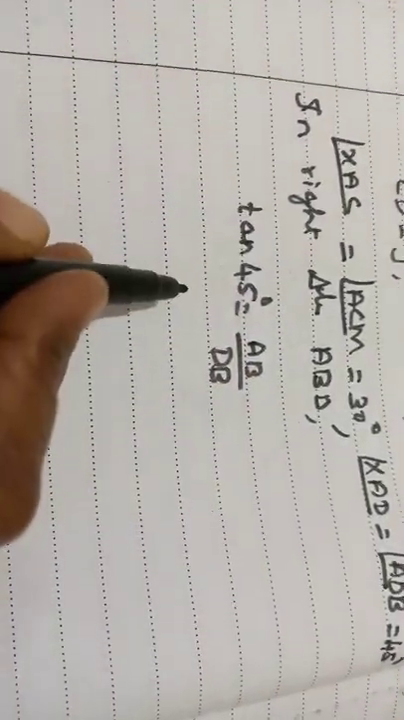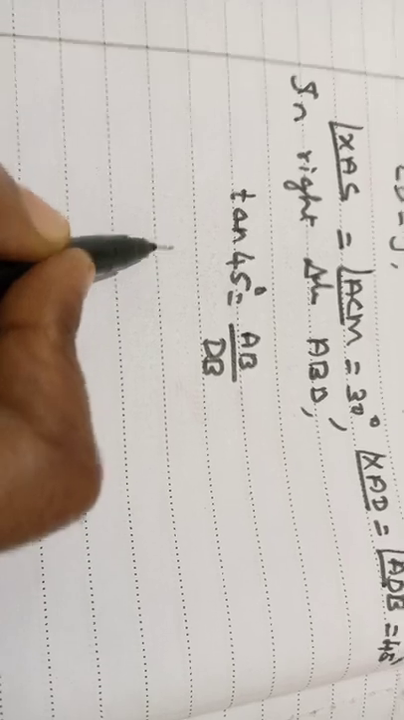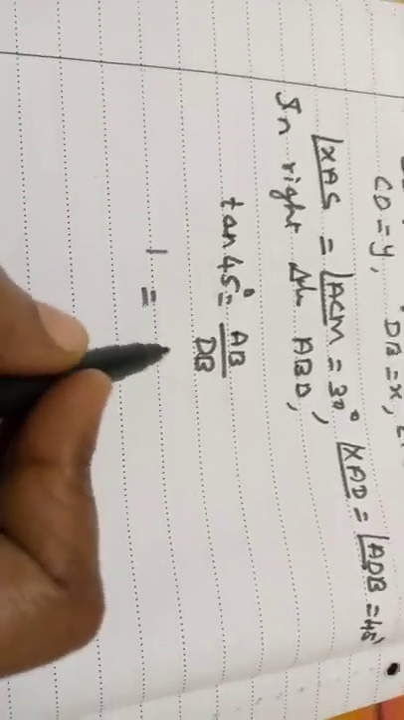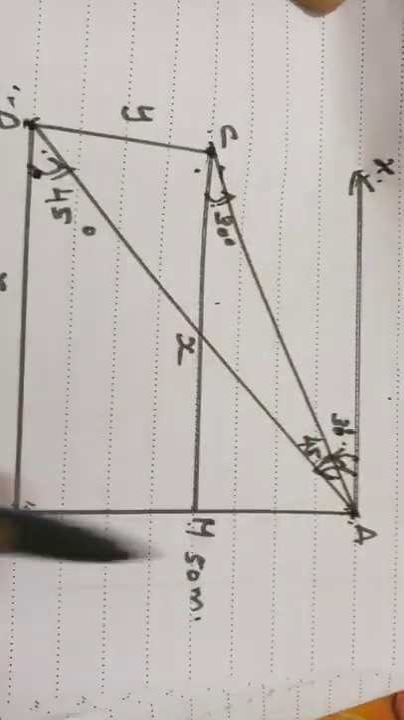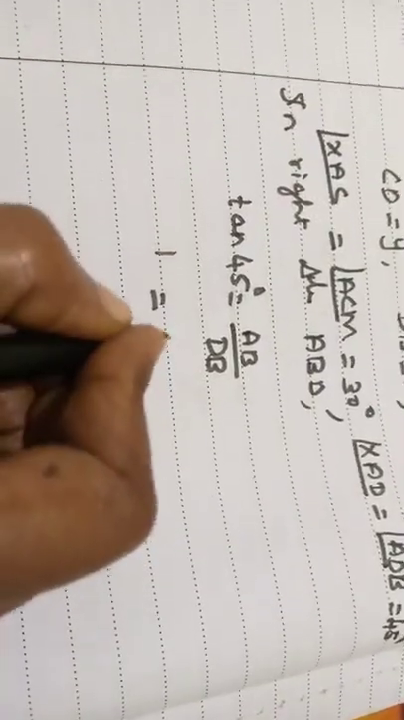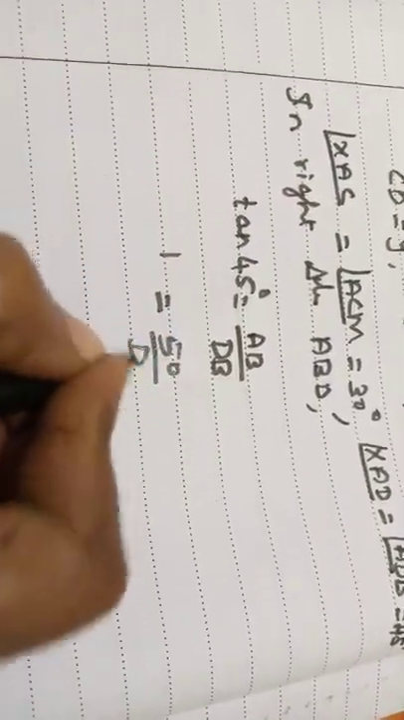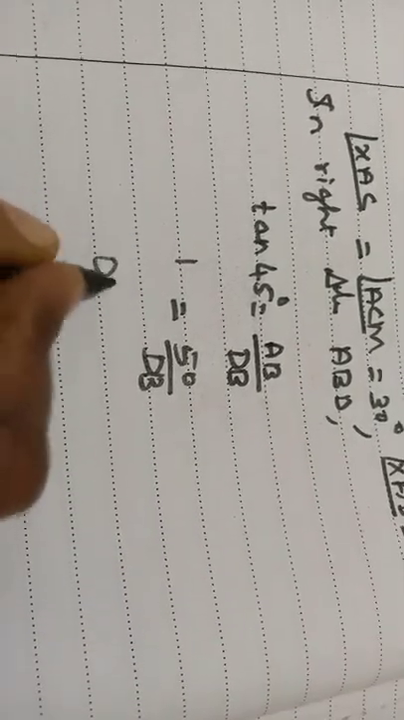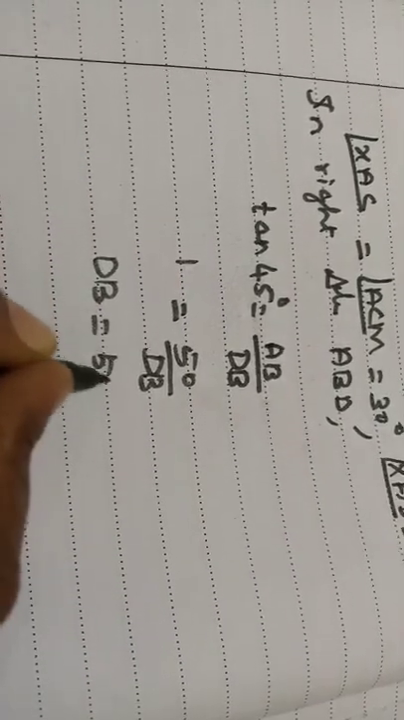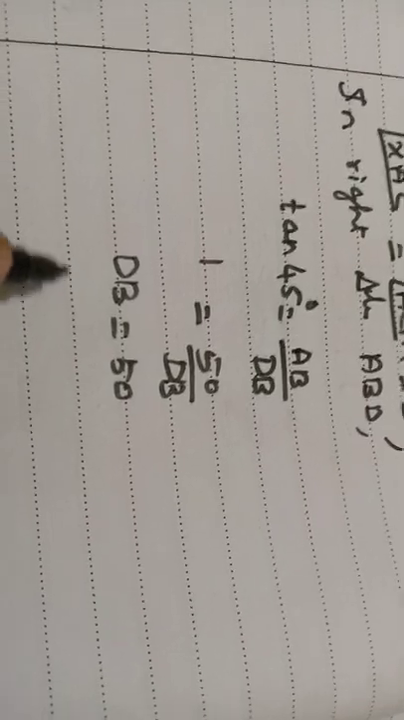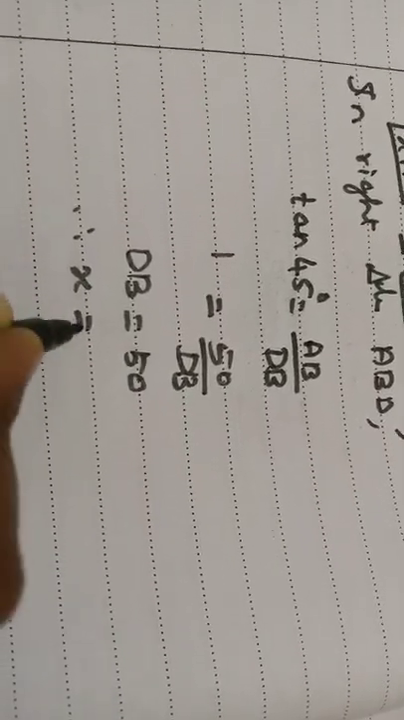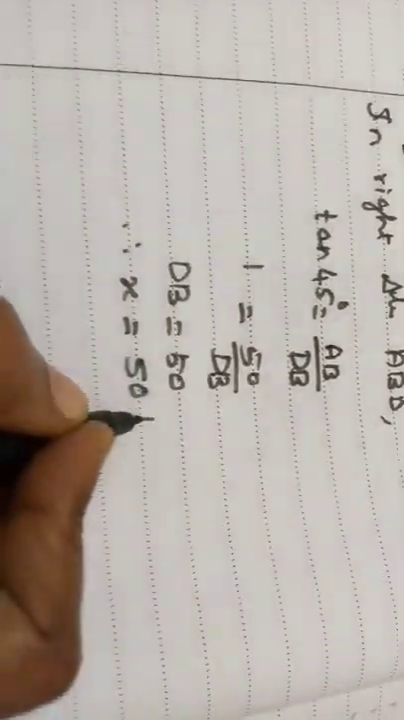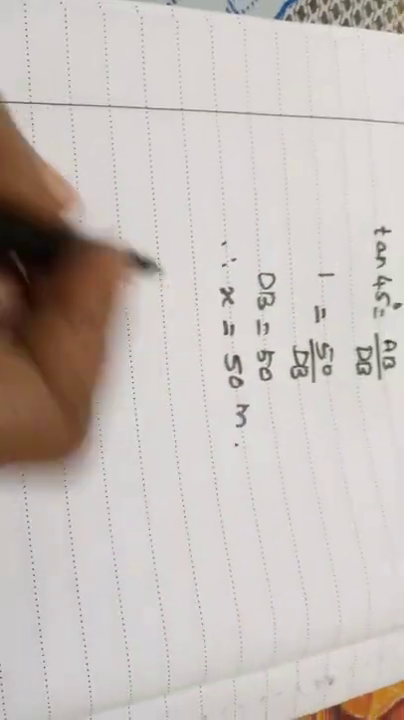What is the value of tan 45? Do you remember? 1. So 1 is equal to AB value, what is AB here? 50 meter. 50 divided by DB. Cross multiply: 1 into DB, that is DB. So DB equal to 50. DB we have considered x, therefore x equal to 50 meter. Now next right triangle let us take.